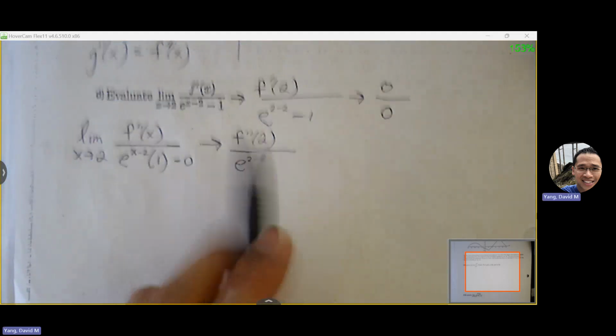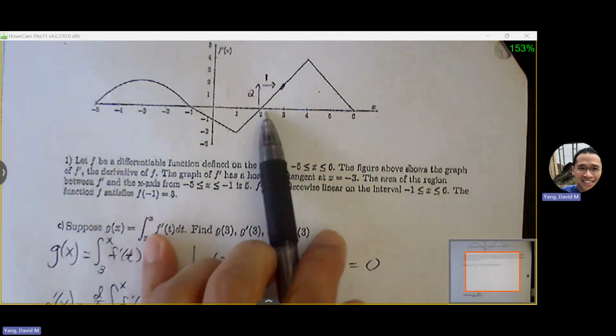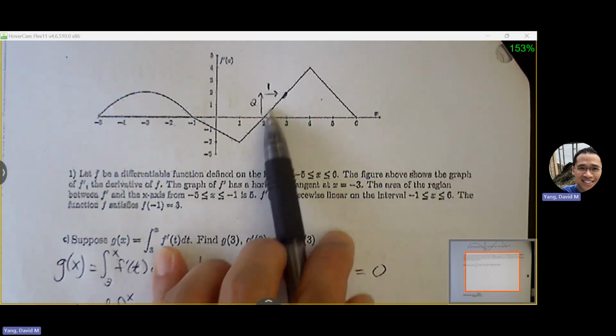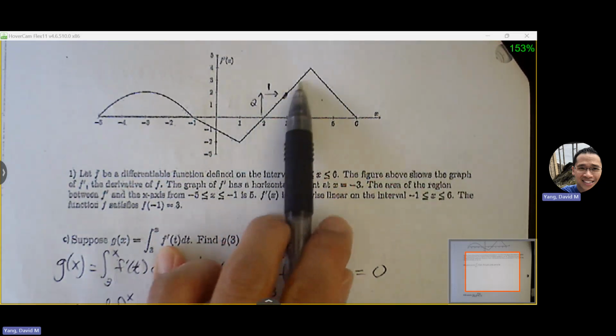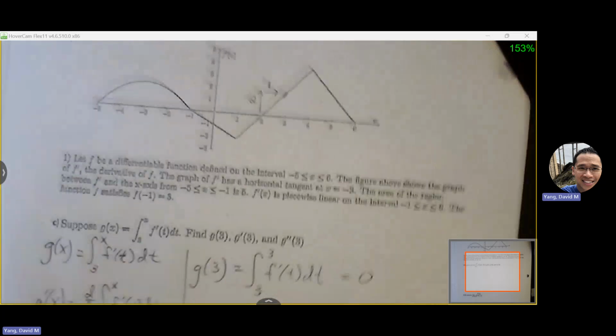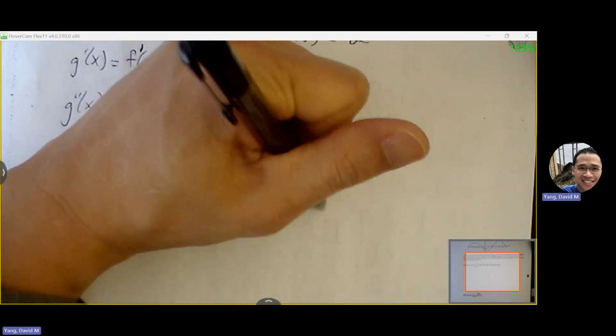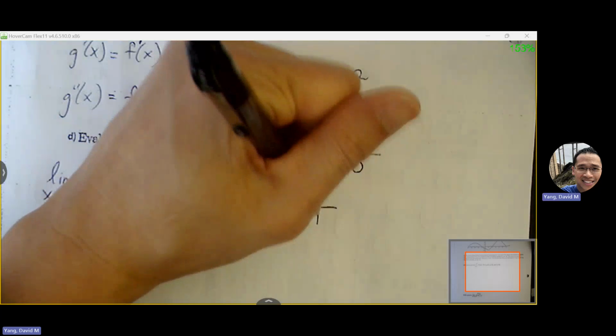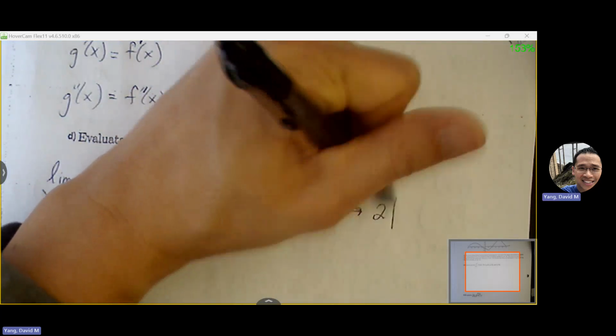So f double prime of 2, now we're asking for the slope of the f prime graph, which we found before as 2 up 2 over 1. That's the slope of this line segment. So then we're left with 2 over e to the 0, which is 1. Now we have a real number, and that's our answer.